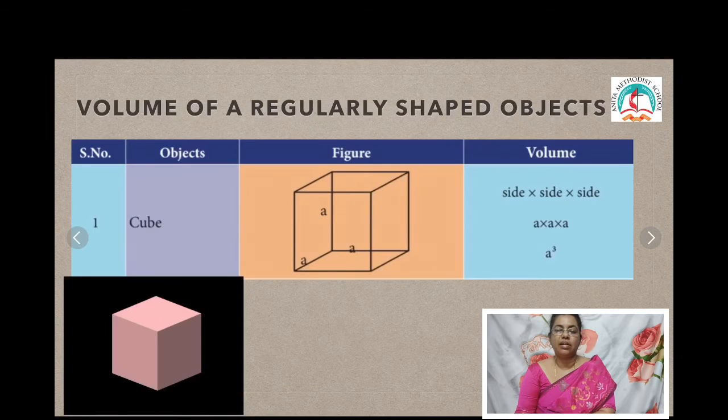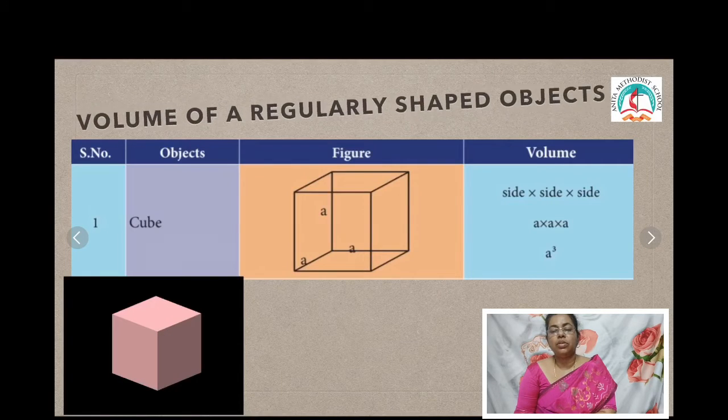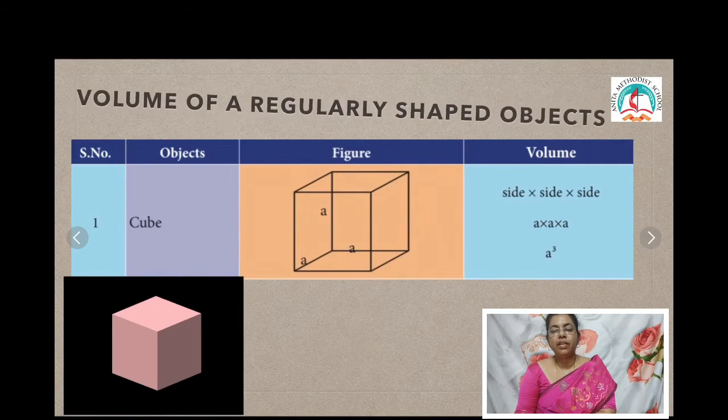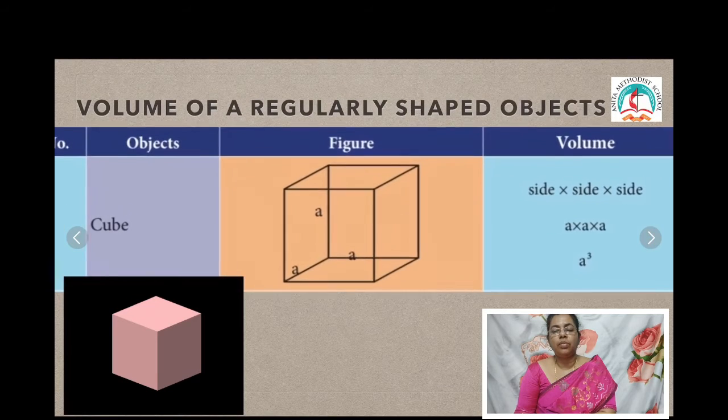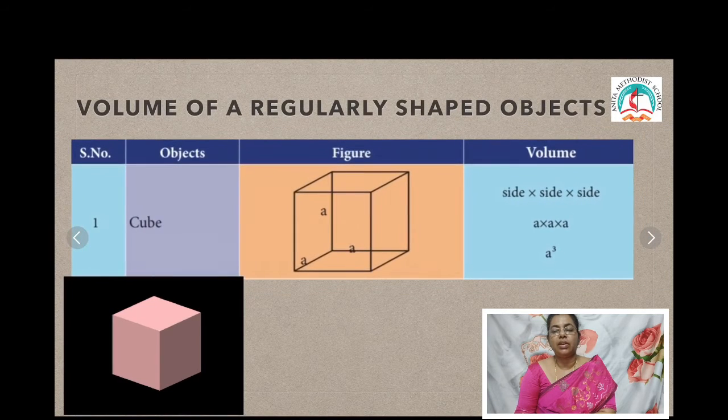height of the cylinder. Now, let's see the volume of regularly shaped objects. First, let's look into cube. So, I already taught you cube is nothing but side into side into side, which is nothing but, so one side is A, means A into A into A, which will be equal to A cube.